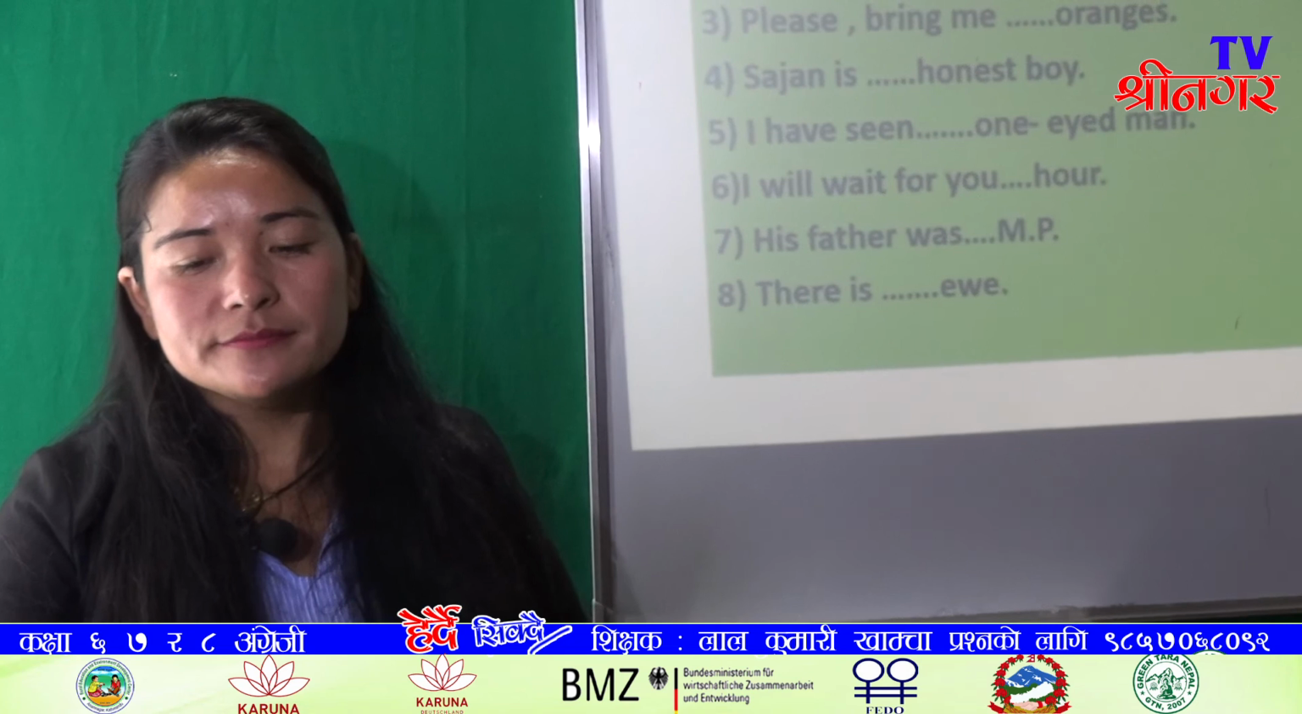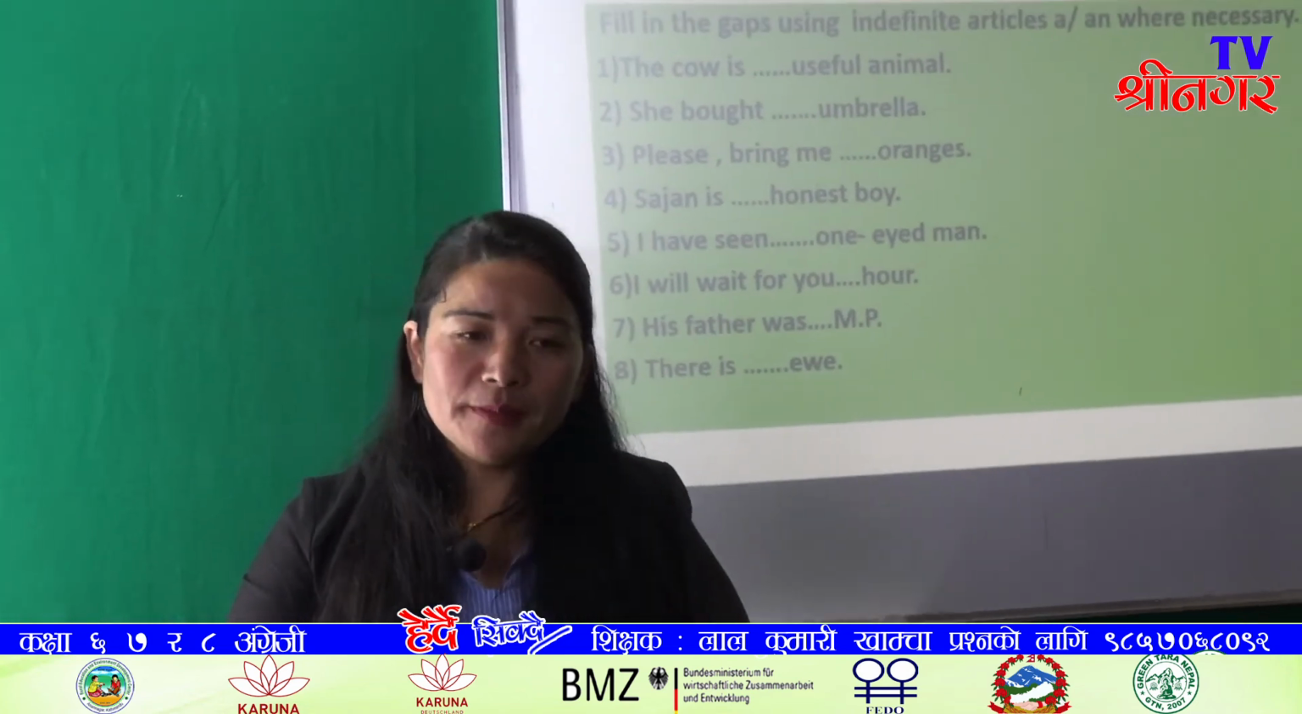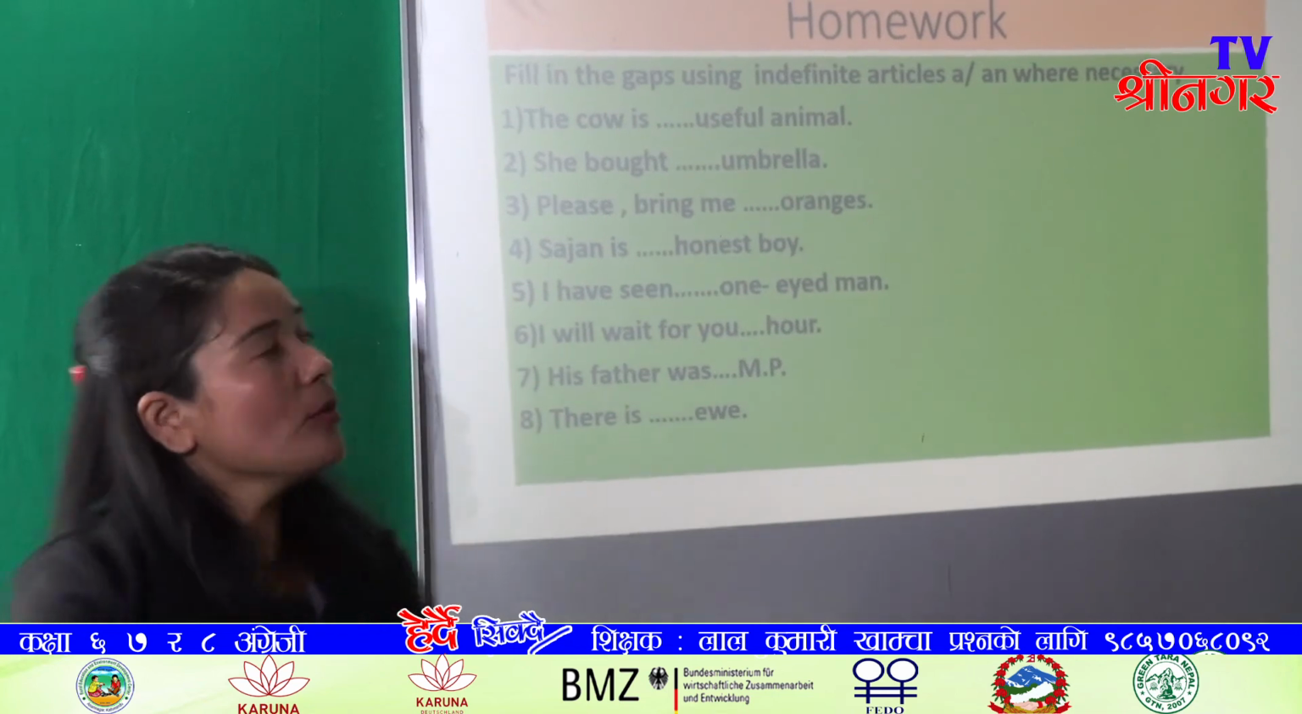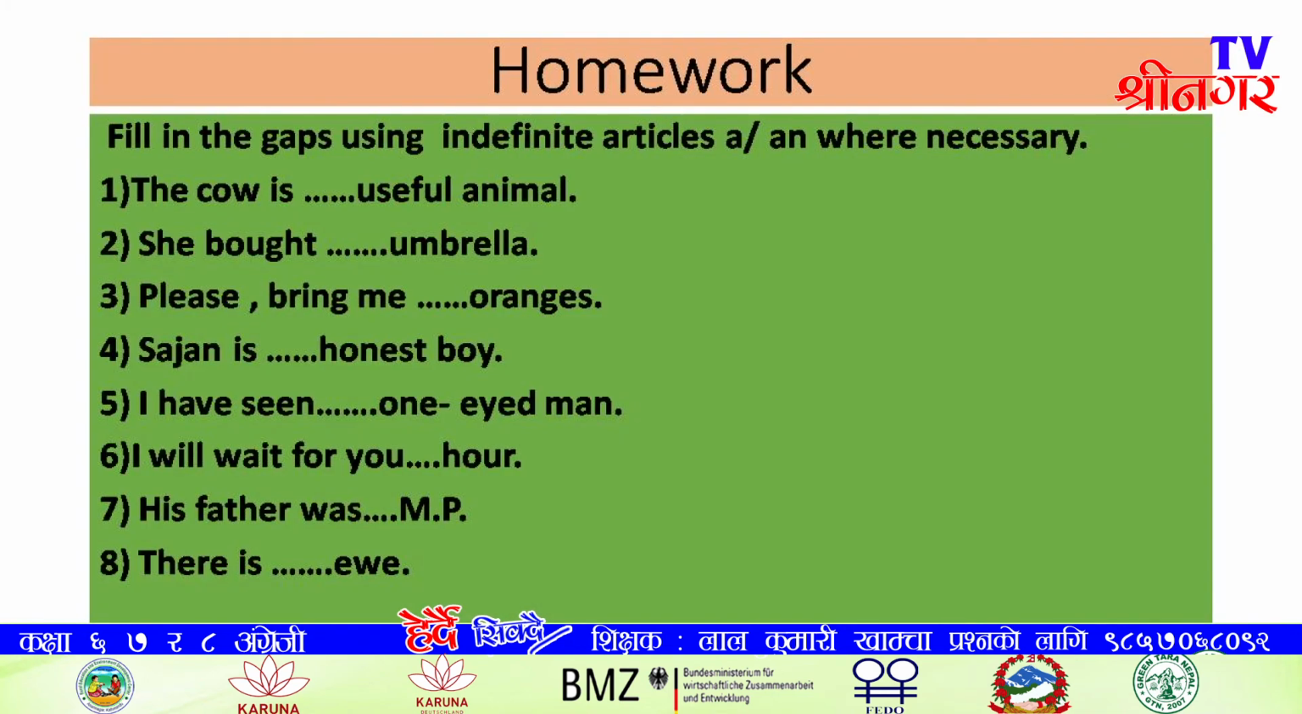If so, write this homework. Do you have pen and copy? Copy this homework. Fill in the gaps using the indefinite articles "a" or "an" where necessary. Number 1, the cow is useful animal. Number 2, she bought umbrella. Number 3, please bring me oranges. And number 4, Sajan is honest boy.